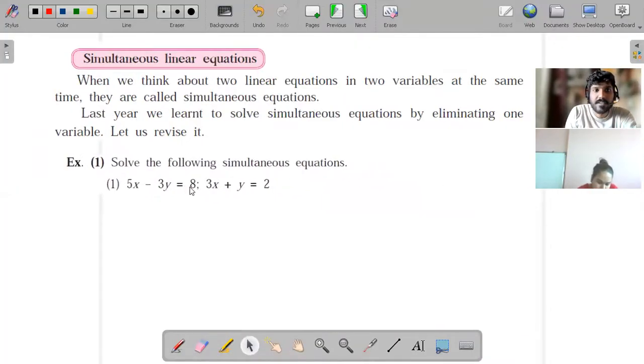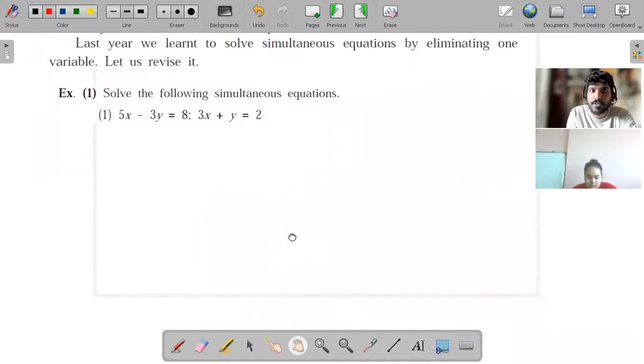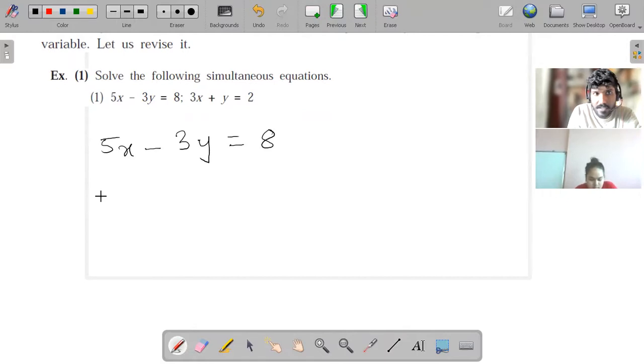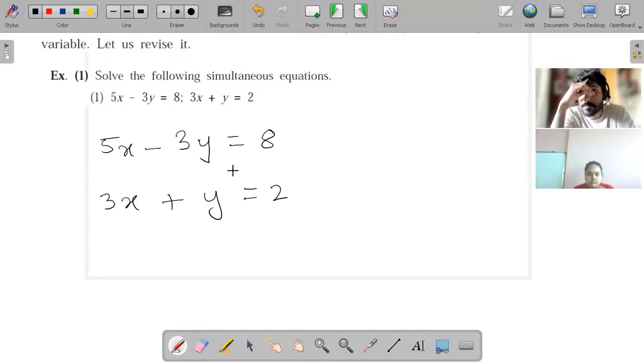So let's revise the same example. It says solve the following simultaneous equations. So first equation is 5x minus 3y equal to 8. And then you had 3x plus y equal to 2. Now, what can get cancelled? Is there any term that can get cancelled?